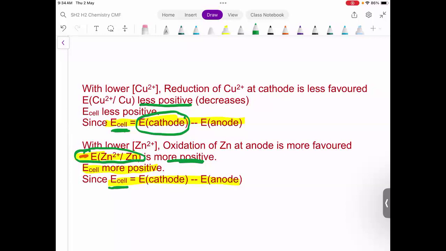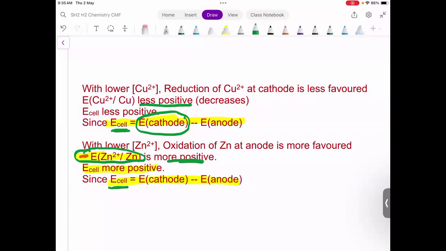Which one? E cell? Yeah, E cell decreases, or E cell less positive or decreases. Yeah. So you can choose to use the term decrease. It's just that E values come with a sign. So I will prefer you to talk about it as less positive, more positive, or less negative, more negative, so that I know the direction. Yeah, it's clearer, I feel. When you just use the terms decreases, increases, it's very confusing.